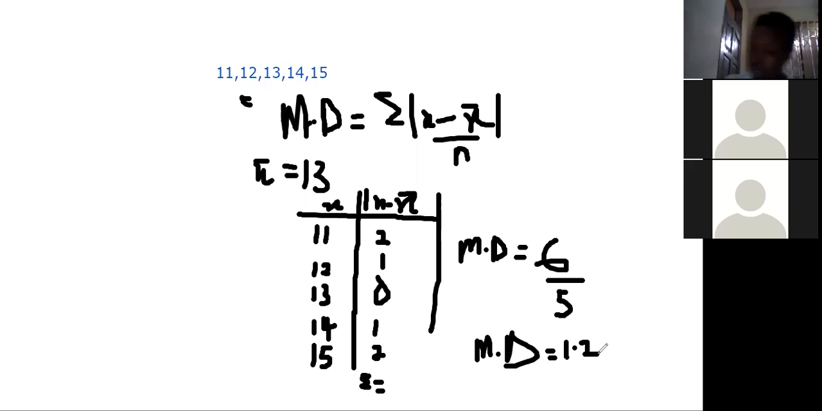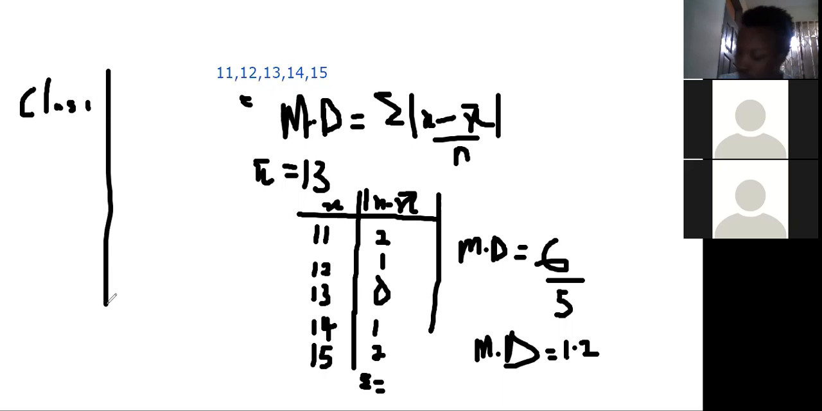So let's also try this one. Calculate the mean deviation from the mean of the distribution below. The first one we had is the class 10 to 15. This is a grouped data. And so the first column is the class, and this one is the frequency F.